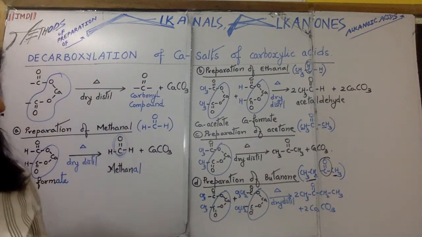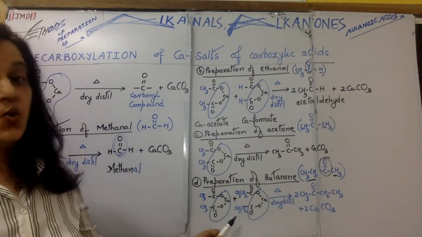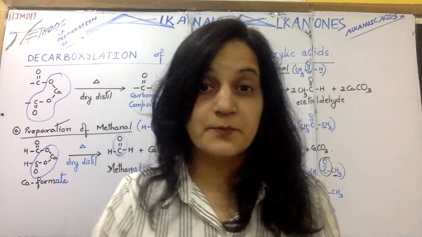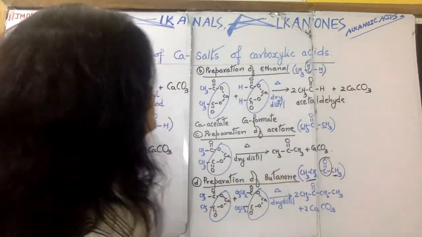That's the way. This is calcium acetate. IUPAC name is calcium ethanoate. While this is calcium propionate. And the IUPAC name is calcium propanoate. It's not that difficult as such.